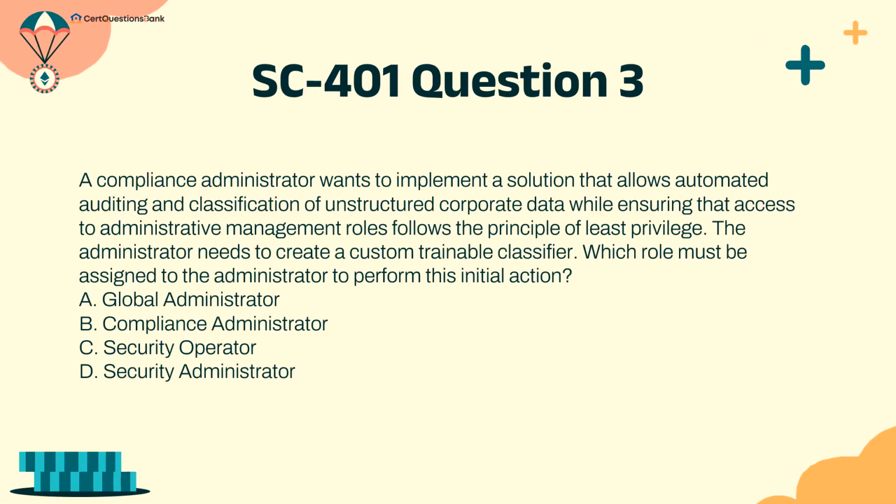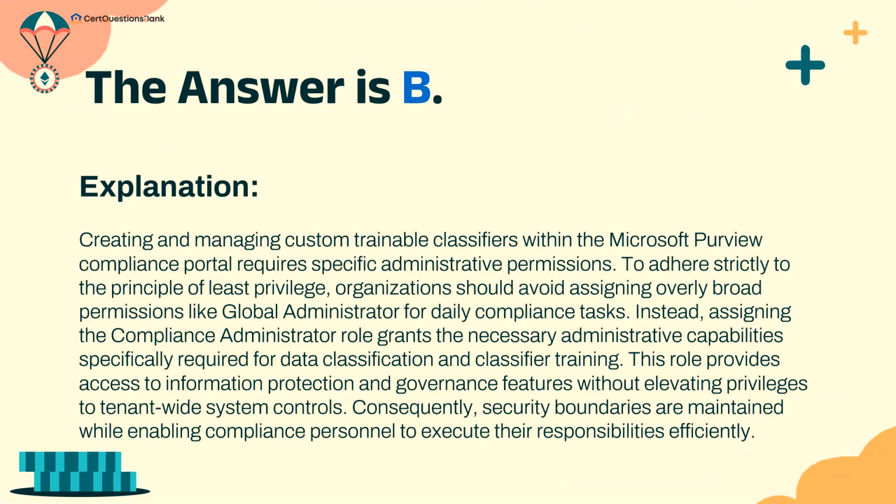A compliance administrator wants to implement a solution that allows automated auditing and classification of unstructured corporate data while ensuring that access to administrative management roles follows the principle of least privilege. The administrator needs to create a custom trainable classifier. Which role must be assigned to the administrator to perform this initial action? A. Global Administrator. B. Compliance Administrator. C. Security Operator. D. Security Administrator. The answer is B.